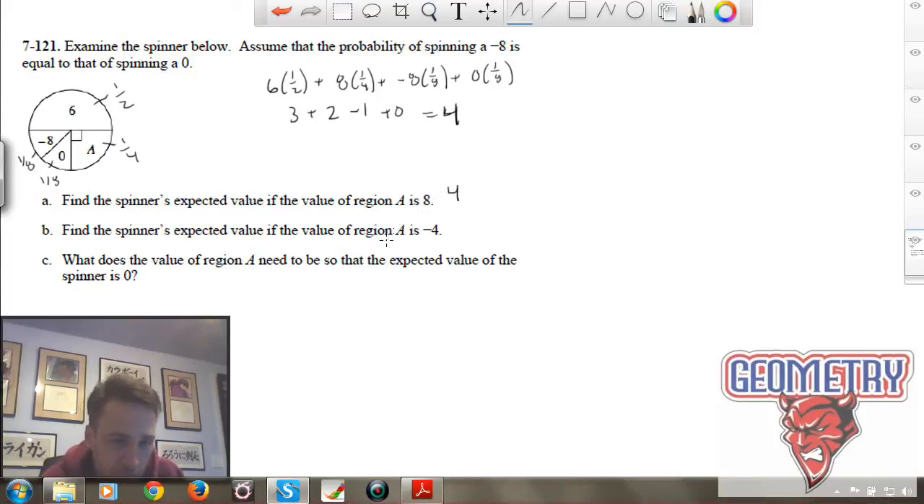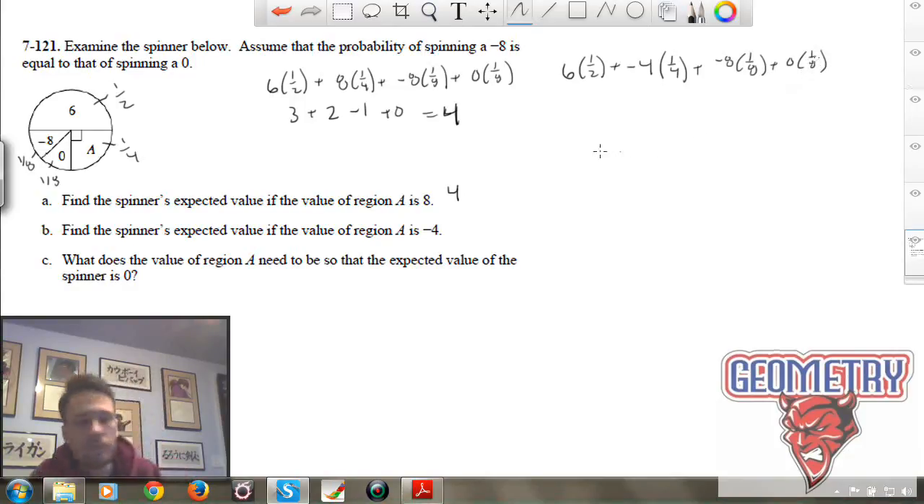Find the spinner's expected value if the value of region A is -4. So we still have 6 times the probability of 1/2, plus now -4 times the probability of 1/4, plus -8 times the probability of 1/8, plus 0 times the probability of 1/8. So multiply these out. 6 times 1/2 is 3, -4 times 1/4 is -1, -8 times 1/8 is -1, and 0 times anything is 0. So 3 minus 1 is 1. So that's the answer to part B.